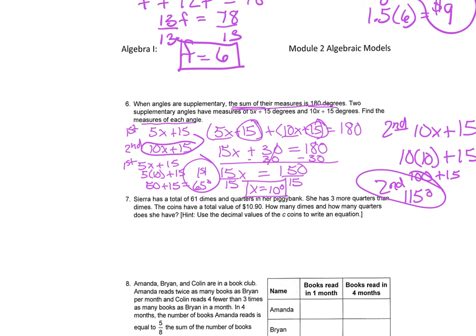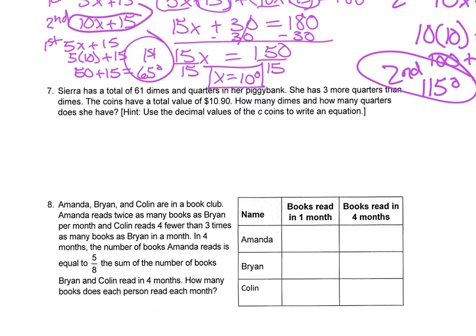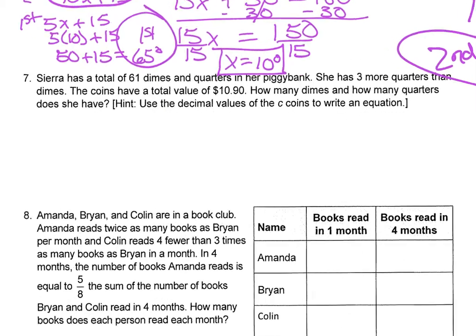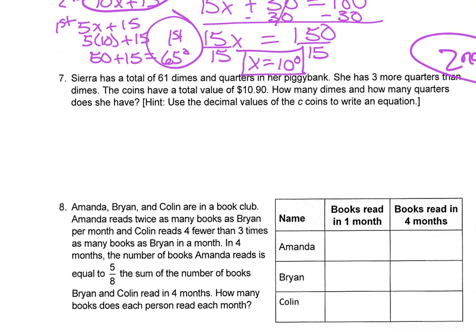Okay, question 7 says Sierra has a total of 61 dimes and quarters in her piggy bank. She has 3 more quarters than dimes. The coins have a total value of $10.90. How many dimes and how many quarters does she have? It says a hint: use the decimal value of the coins to write an equation.